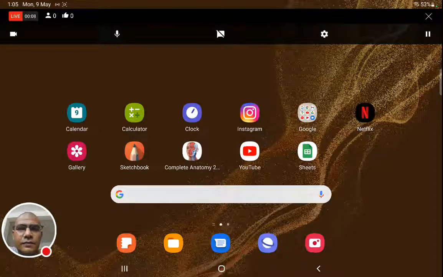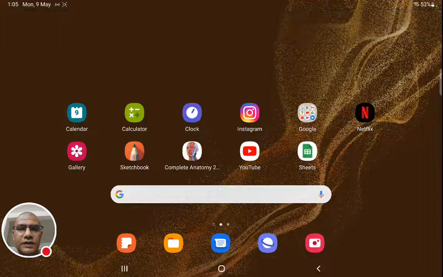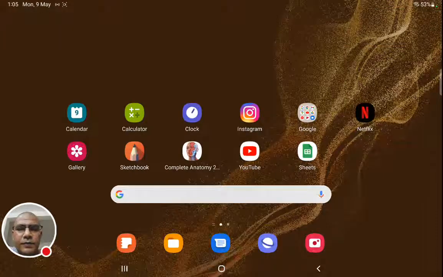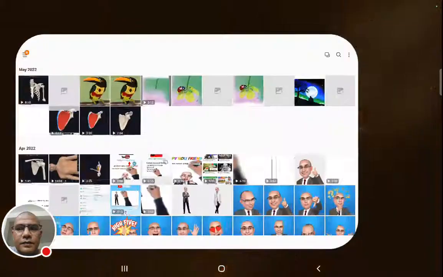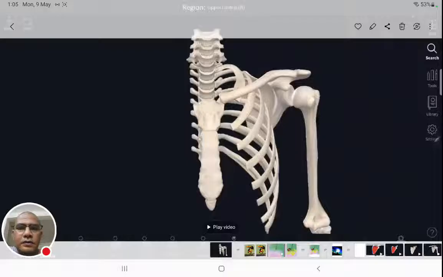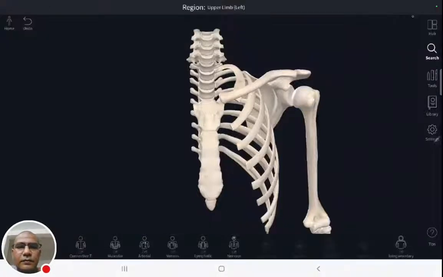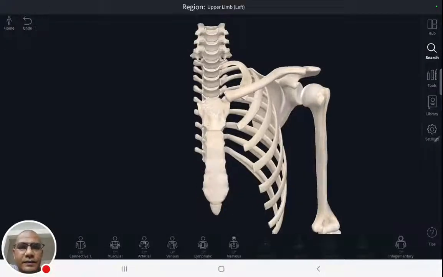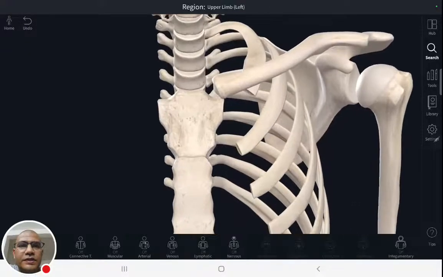Today we will learn one of the easy and important bones, that is clavicle. As you can see, clavicle is a part of the pectoral girdle. It links the scapula to the axial skeleton, that is sternum. So we can see here the two joints formed by the clavicle.